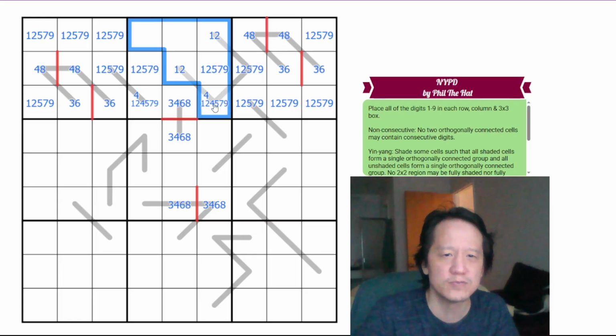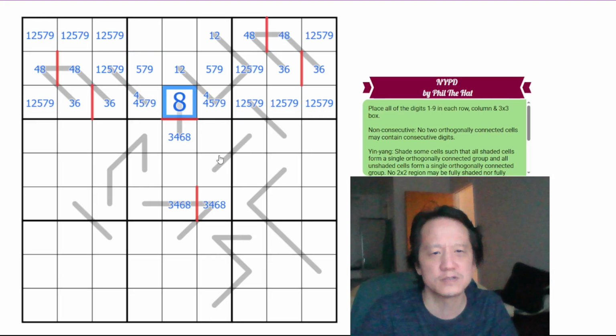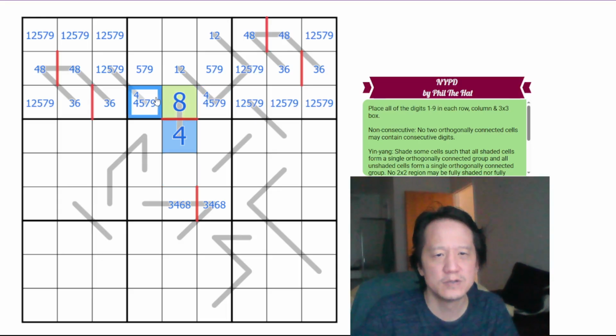Maybe this was... No. Yeah. This can't be 1, 2. This can't be 1, 2. No 1, 2. No 1, 2. This can't be 3, 4, or 6. So this is 8. This is 4. This is doubled. This is undoubled. 8 cannot be consecutive with 7 or 9.